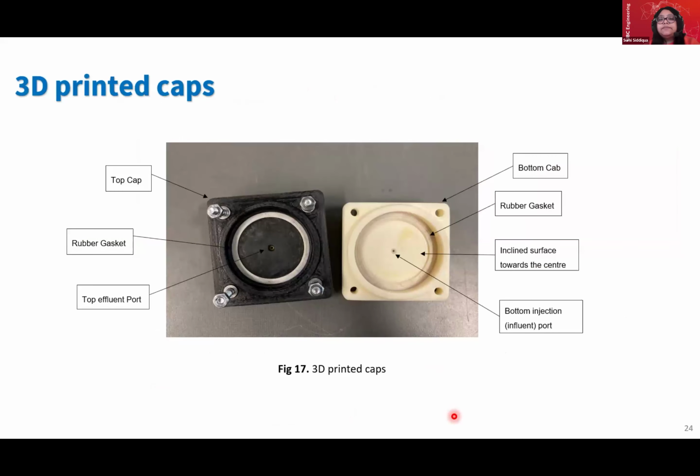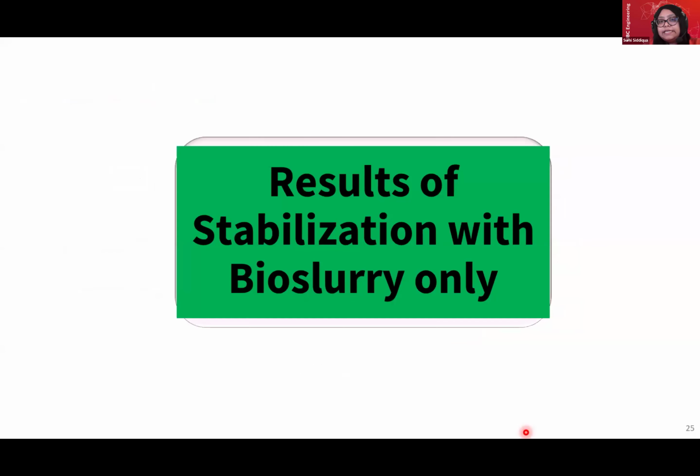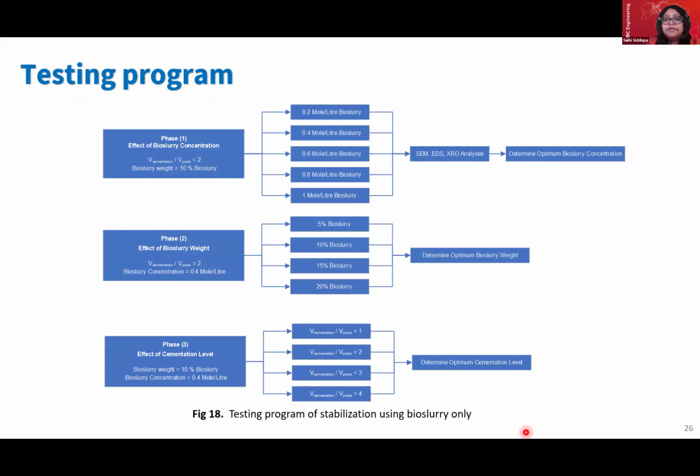So these are the 3D printed caps that we have designed to accommodate the consolidation cell, so that we have a proper arrangement of adding the injection of those media and also allowing consolidation to take place. This is something that you can see in our publication as well, how to design those and then print it out for the test setup. So let's talk about the results.